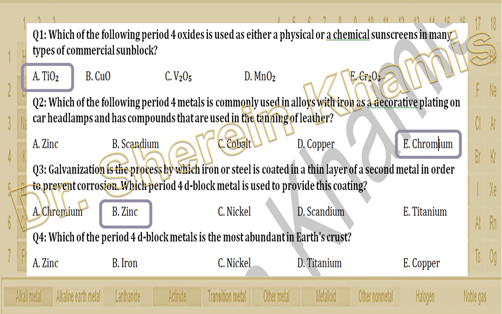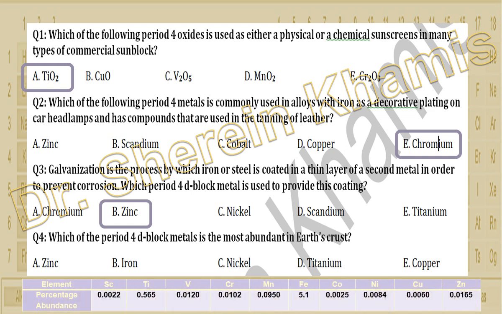Okay, let's go into question 4. Which of the period 4 d-block elements or metals is the most abundant in Earth's crust? Remember that when we study, we have the table of uses of elements. We have the percentage of abundance in the Earth's crust.